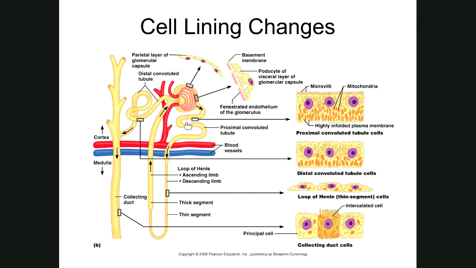And we saw earlier up here how the proximal convoluted tubules contain microvilli, which increase the surface area approximately 20 times. The sodium ions are actively transported through the cells and into the peritubular capillaries. So they're going to be actively transported from the filtrate into the cells of the peritubular capillaries.